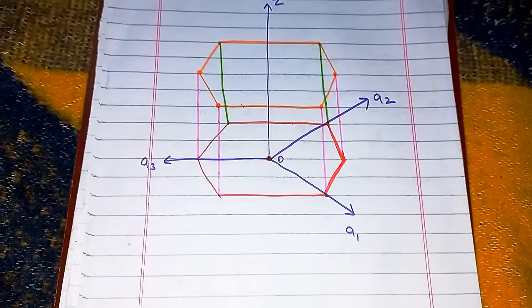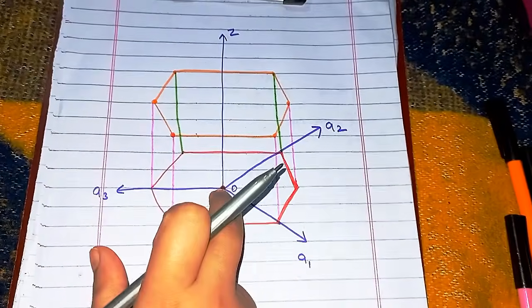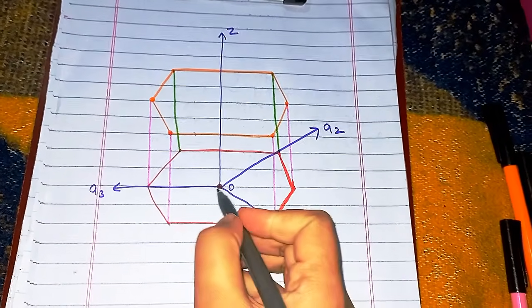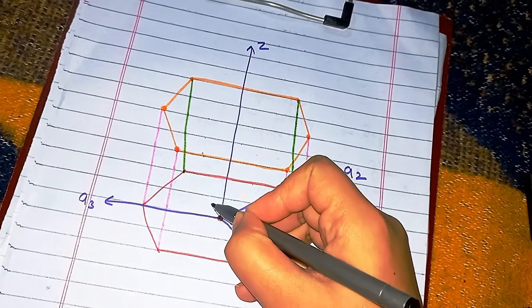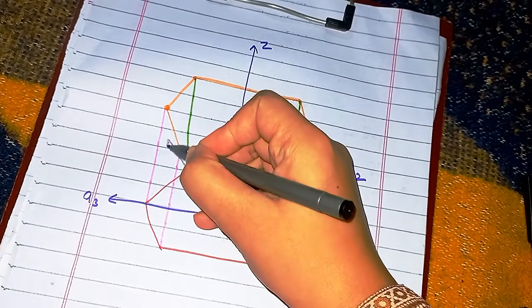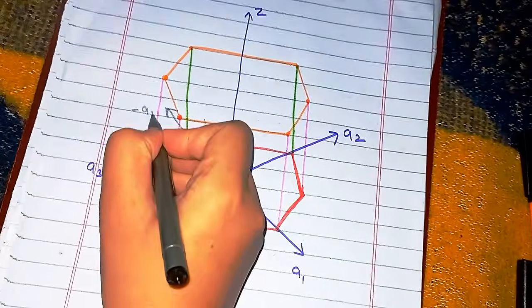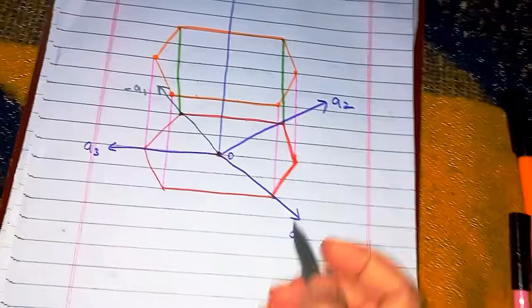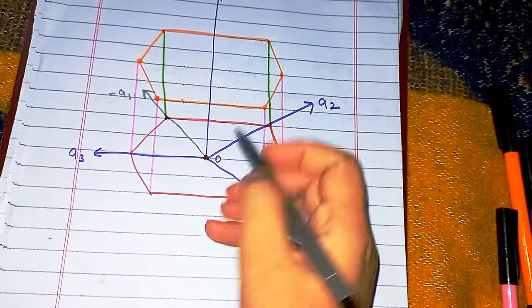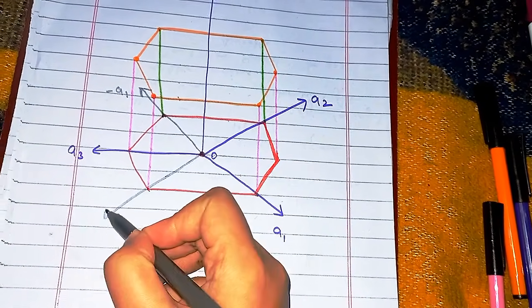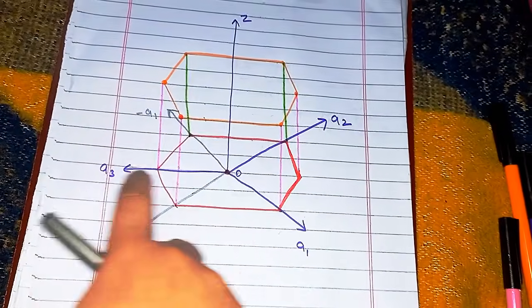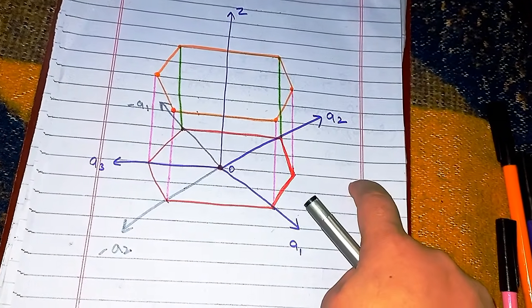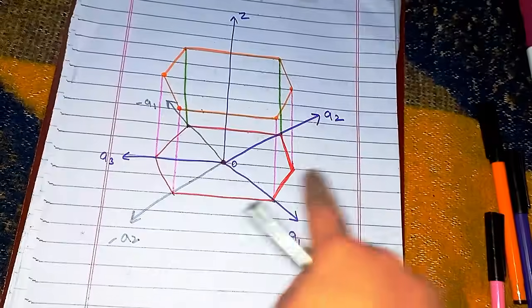Now, one more thing: since this is positive A1 axis, a line opposite to it, going from this corner, is the negative A1 axis. Similarly, this is positive A2 axis. This will be the negative A2 axis. And this is positive A3 axis. This will be the negative A3 axis, but this is not relevant.